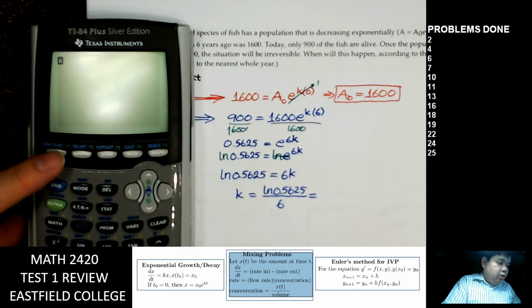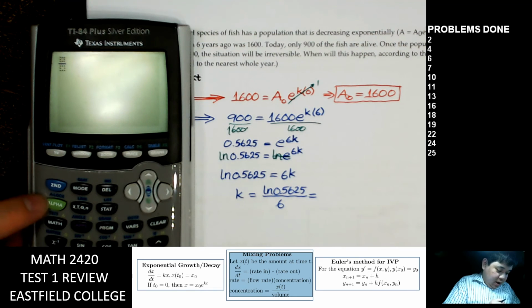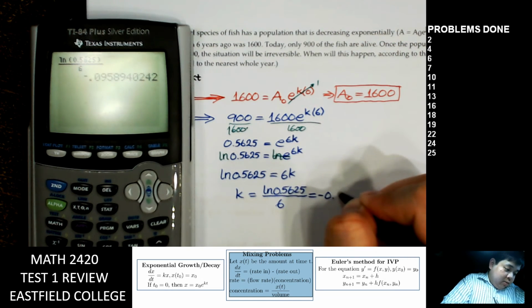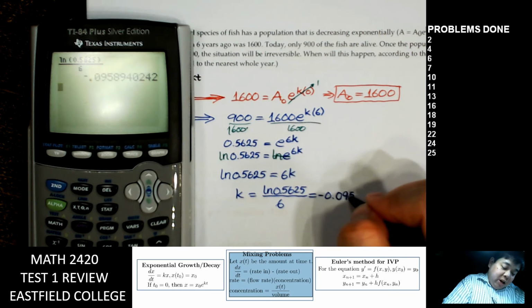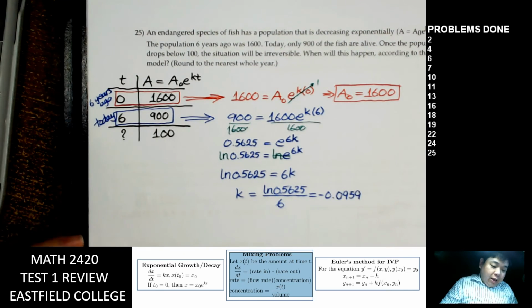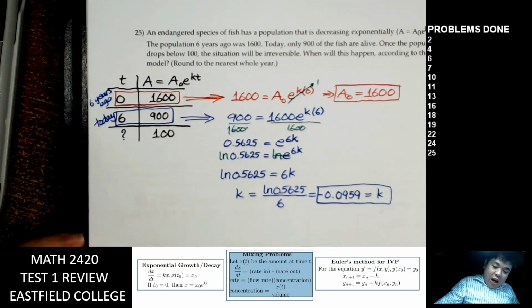We have a fraction of ln 0.5625 divided by 6. Negative. The rate is negative, meaning it is decreasing. So that works out. That makes sense. So that is about 9% decreasing. That is equal to k. That's what we get. And for the last part of the problem, let's substitute everything we have.